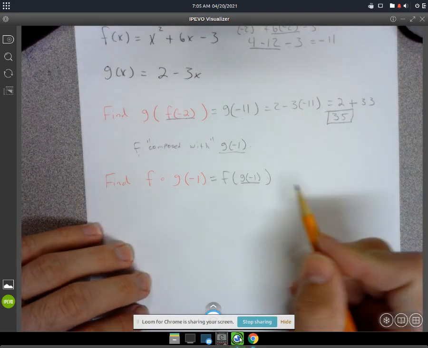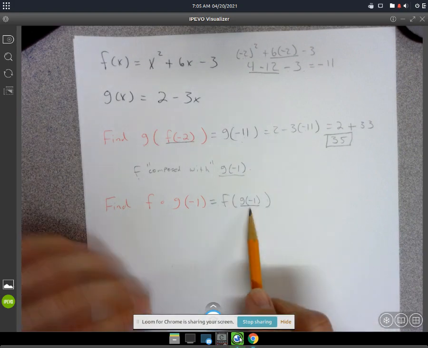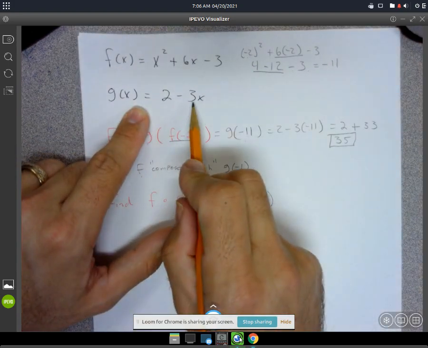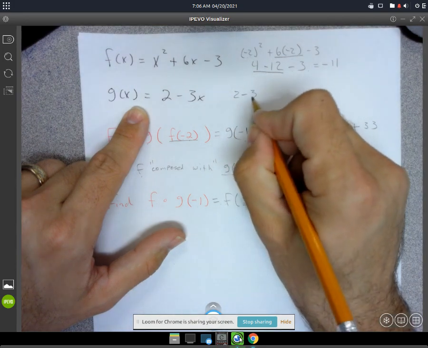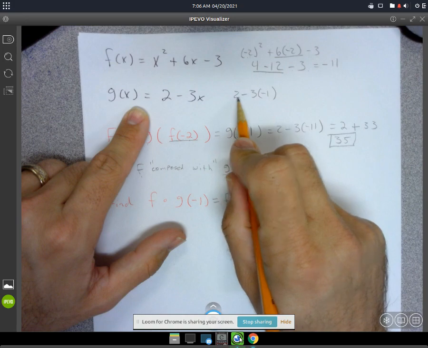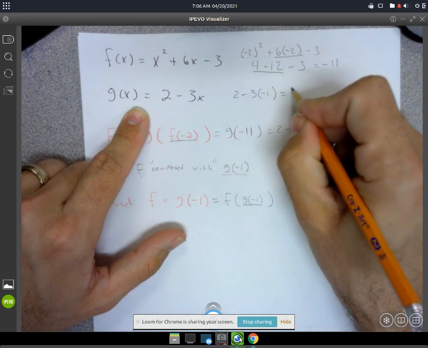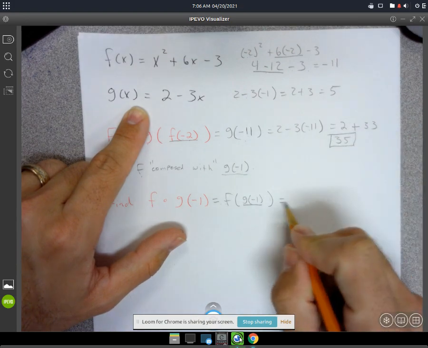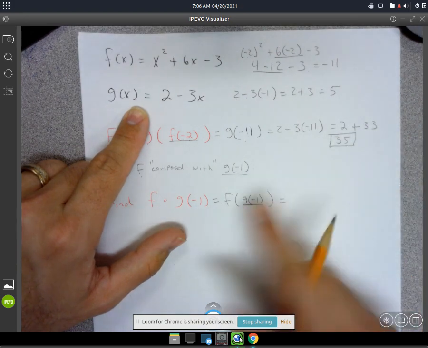So you've got to find g of negative 1 first. You go up to the g function first this time. g of negative 1 is going to be 2 plus 3, which is equal to 5. That's your g of negative 1 part.